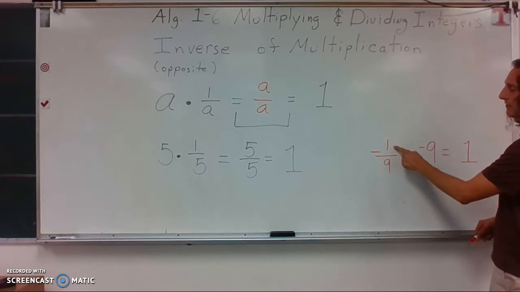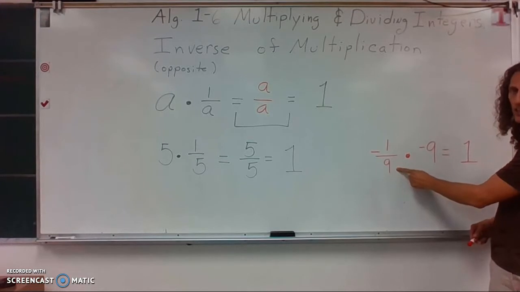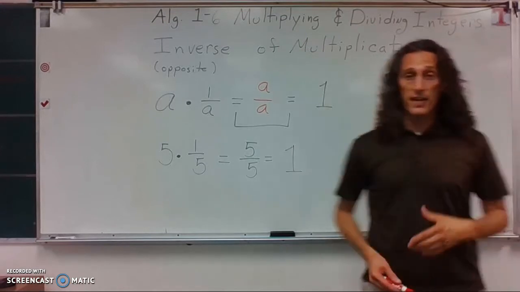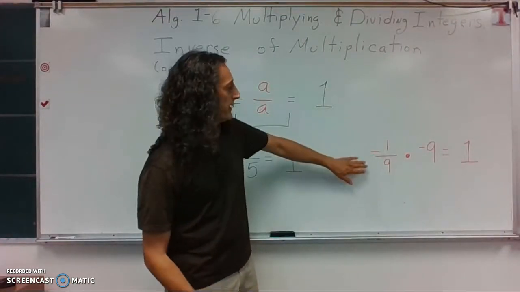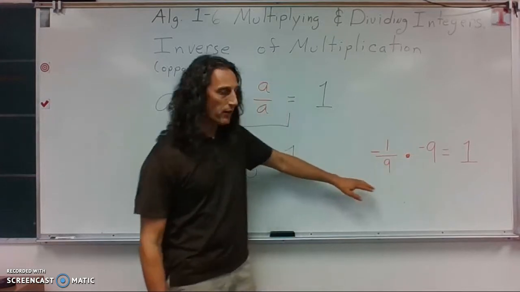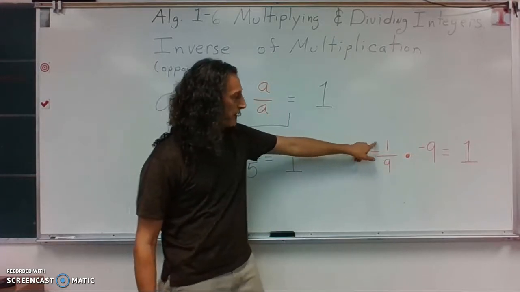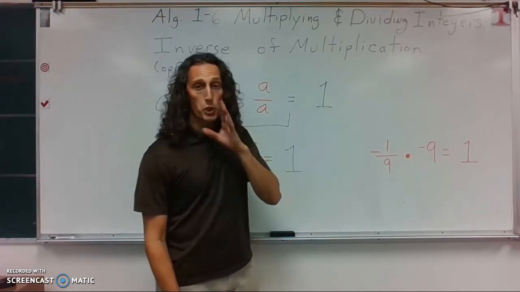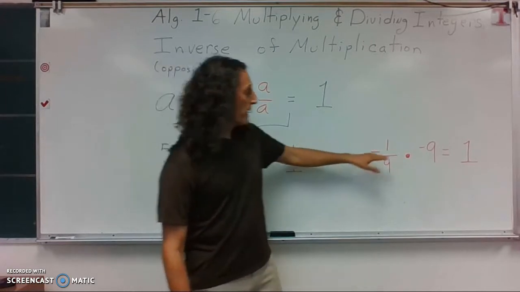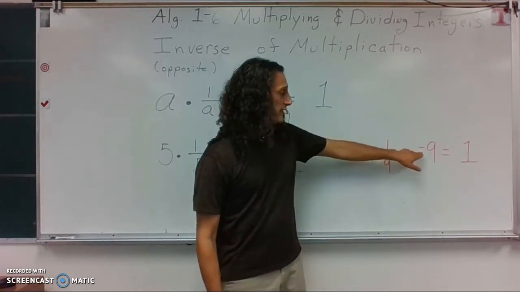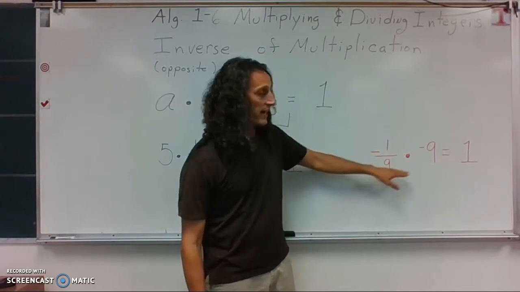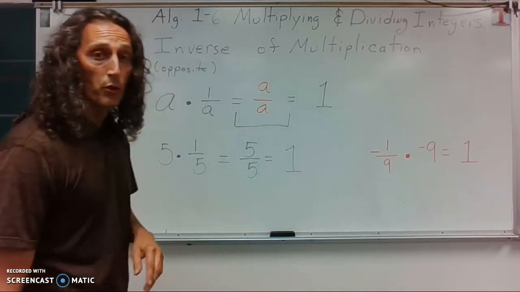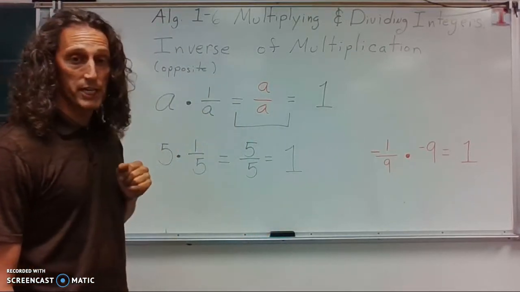And then if we have a negative number, say they start off with a fraction, and they give you -1 over 9, right? The number is 9. The inverse, or the opposite, of -1/9 is -9. You see how, again, if you multiply -1/9 times -9, same sign, two negatives become positive. So that becomes 9 over 9, and 9 over 9 equals 1. Okay, that's your inverse of multiplication rule.